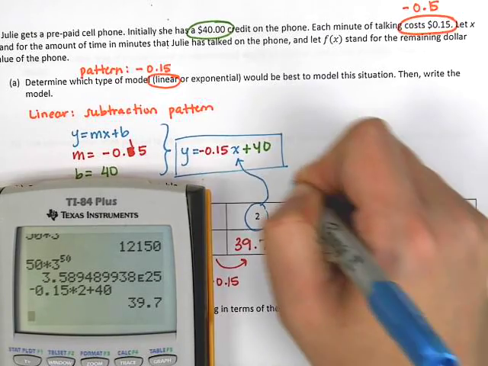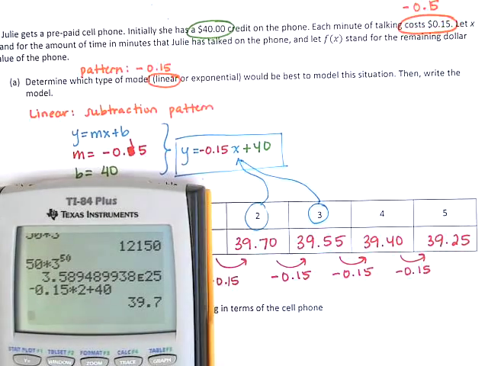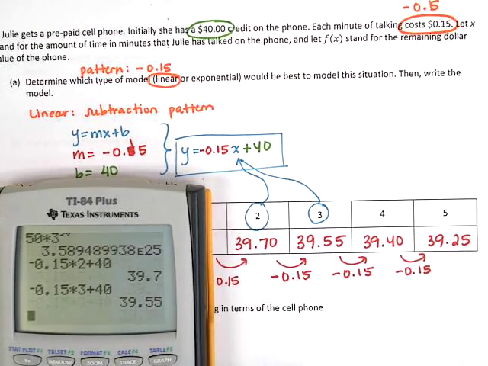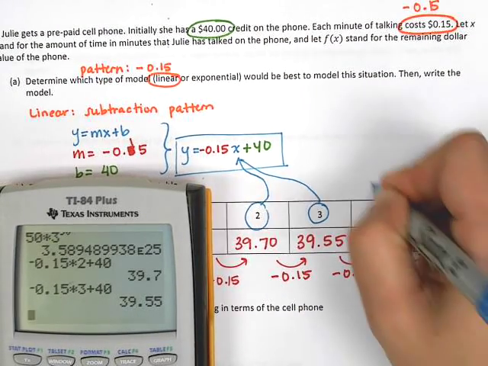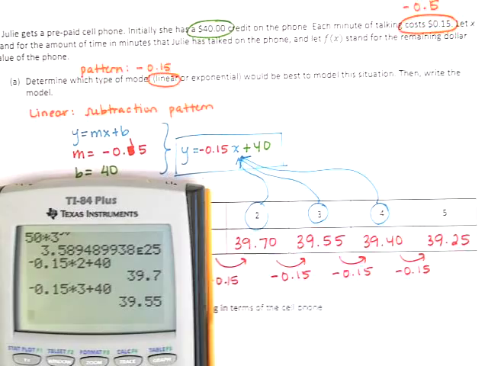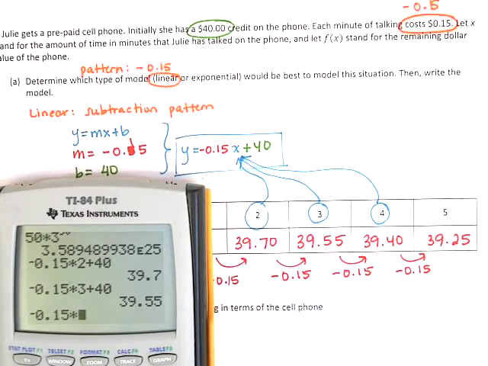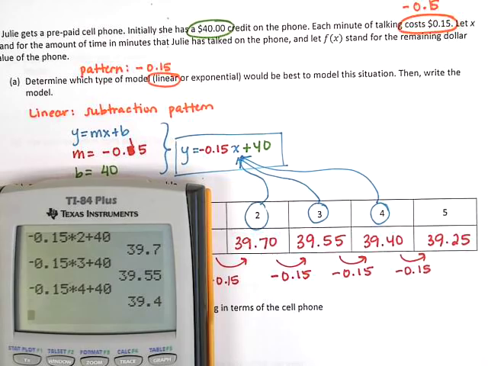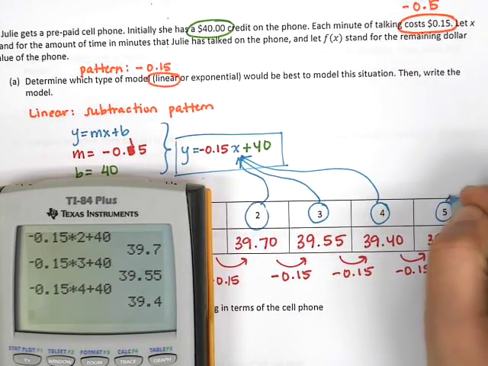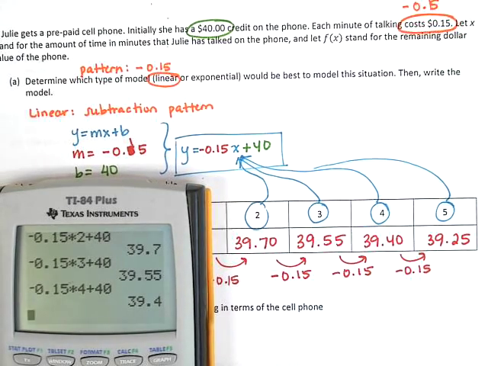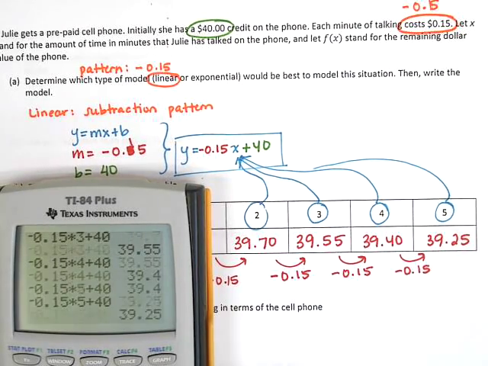Then I could do the same thing with the number 3. So negative 0.15 times 3 plus 40. Then I could do the same thing with the number 4. So I would have negative 0.15 times 4 plus 40. And I would confirm my answer. Then I could do the same thing with the number 5. And I would have negative 0.15 times 5 plus 40, and I would confirm my answer.